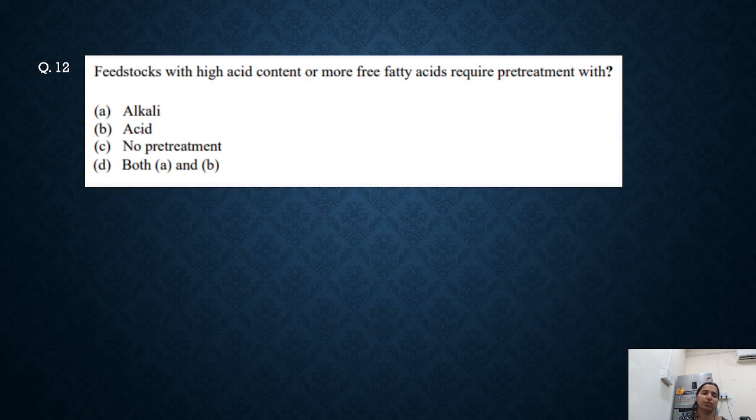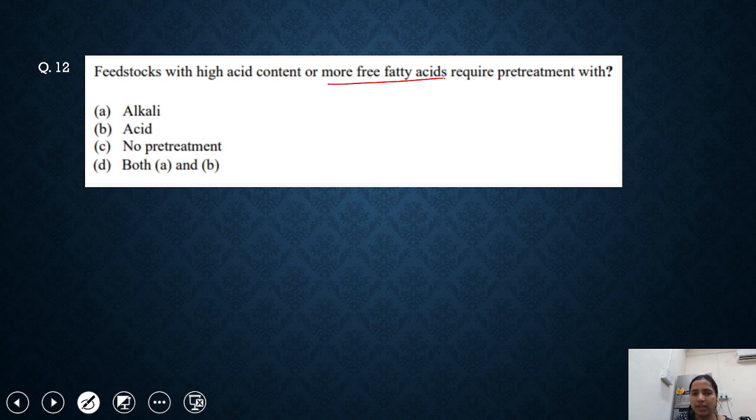Yeah. Now this is the next question. Feedstocks with high acid content or more free fatty acid require pre-treatment with. So they are asking if more free fatty acids are present or the acid content is high in the feedstock. They are talking about biodiesel here also. This is a question from the biodiesel part. So what is used? Alkali, acid, or no pre-treatment, or both? Can we use both alkali and acid in the pre-treatment?